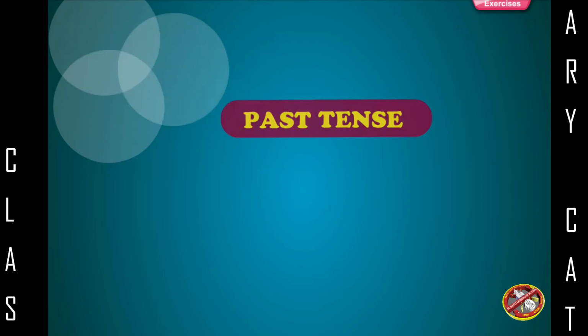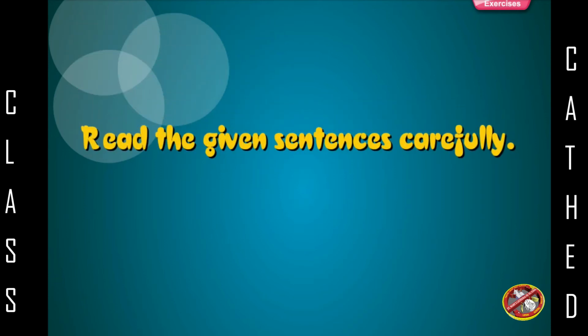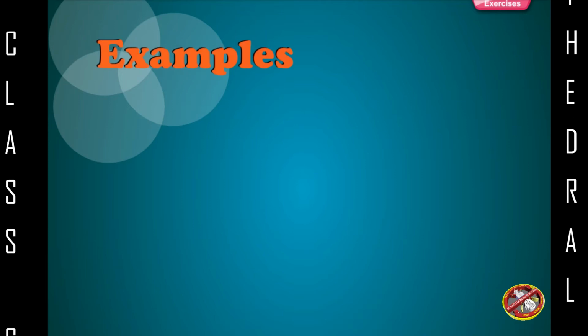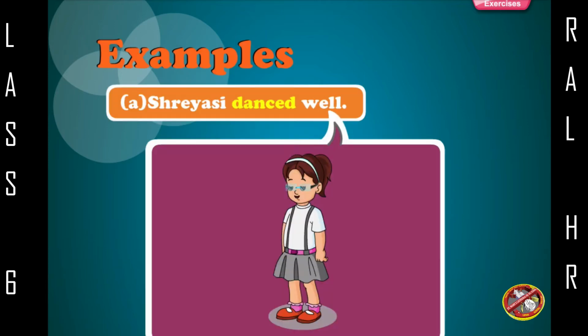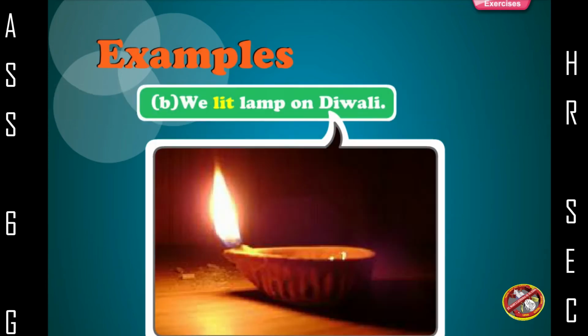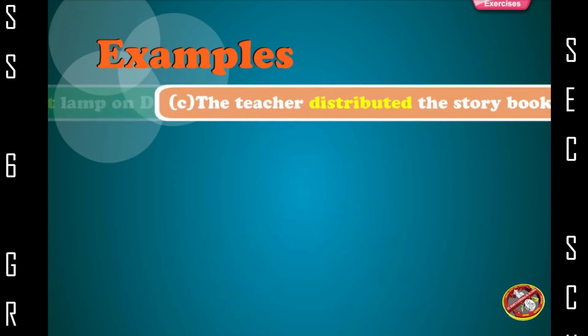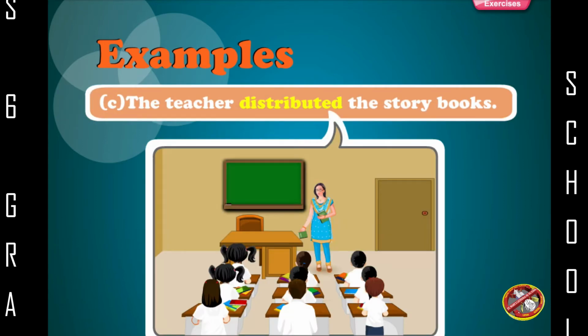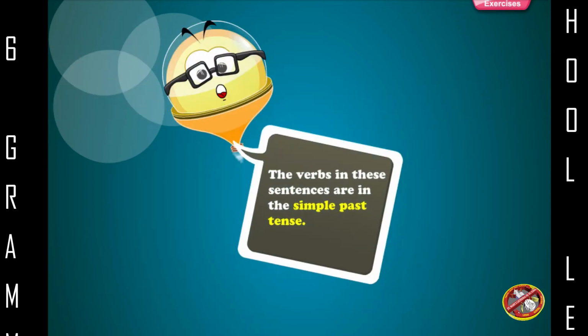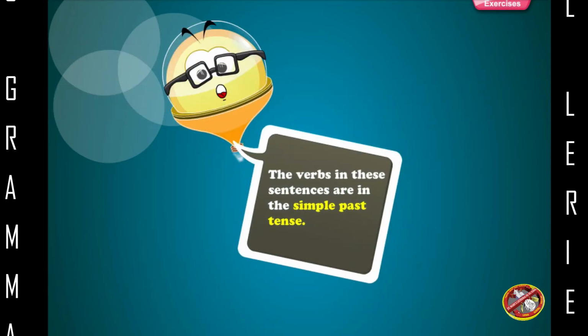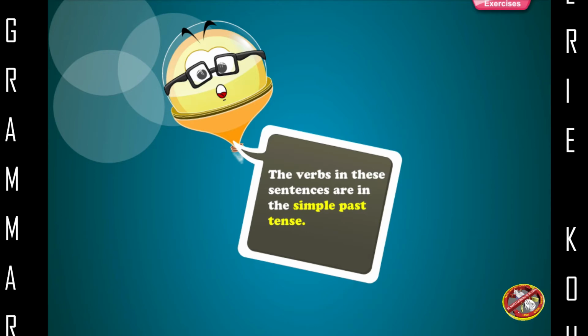Past tense. Read the given sentences carefully. Examples. Shreyasi danced well. We lit lamps on Diwali. The teacher distributed the storybooks. The verbs in these sentences are in the simple past tense.